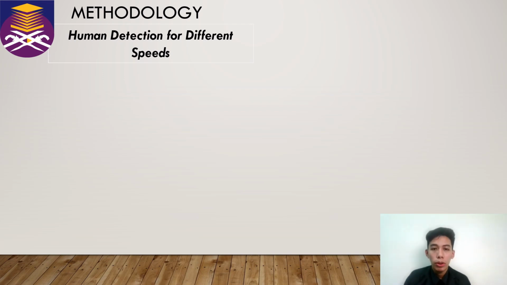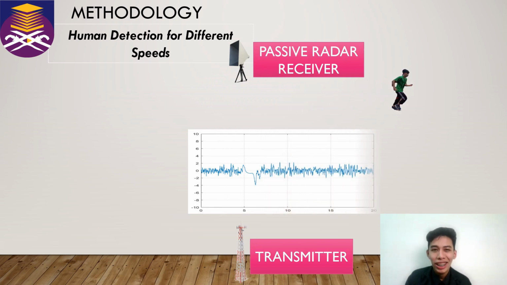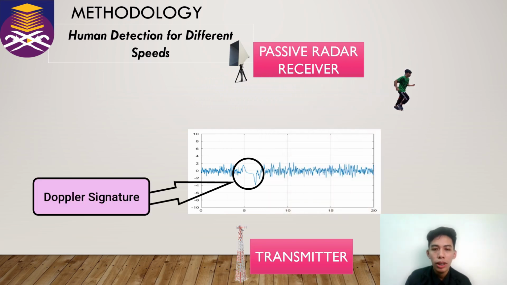For my second methodology, it is the human detection for different speeds. There is a transmitter and a passive radar receiver. The target, a human, will cross the baseline. After crossing the baseline, there is a Doppler signature as shown in the slide. When the transmitter and the receiver face each other, we get a bistatic angle of 180 degrees. This we call passive forward scattering radar.